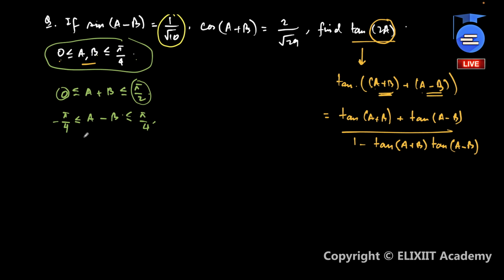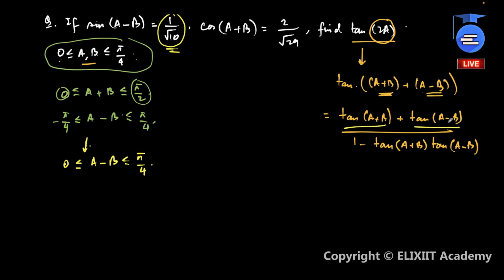So we have to correct this. After correction, our new range of A minus B is from 0 to pi by 4. Then it is satisfied. We observe this and then we proceed. So the range of A minus B is actually 0 to pi by 4. These are our new ranges: A plus B lies between 0 to pi by 2 and A minus B lies between 0 to pi by 4. Now we might find out simply the values of tan of A plus B and tan of A minus B.